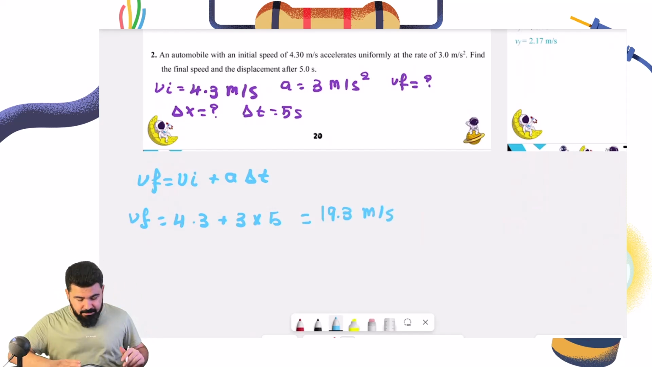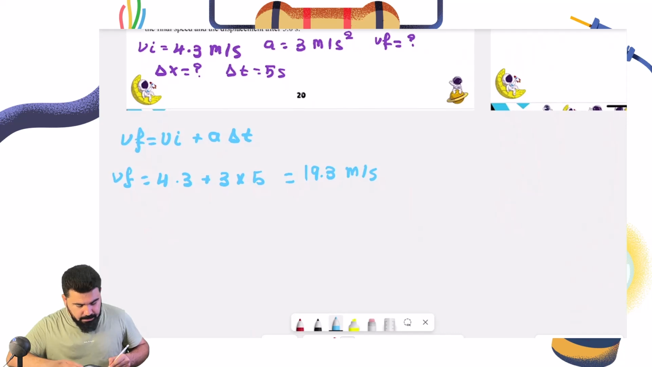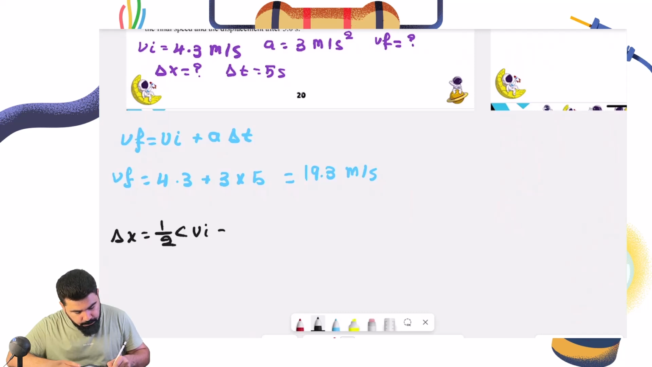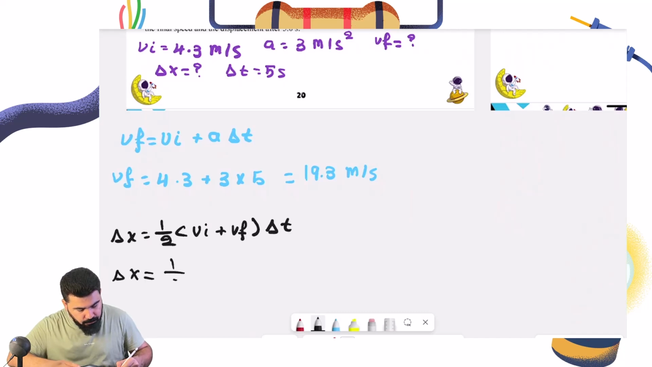Let's find delta x. Remember, I told you it doesn't matter which equation you use, because we have all the givens for both of them. Let me use a different color here too. So delta x is equal to 1 over 2 times (V initial plus V final) multiplied by delta t. Delta x is equal to what? It is equal to 1 over 2. V initial is equal to what? It is equal to 4.3 plus V final, which is 19.3, and then delta t is equal to what? It is equal to 5 seconds.